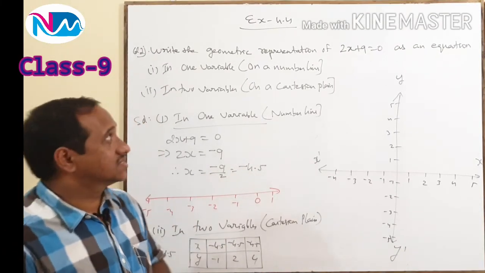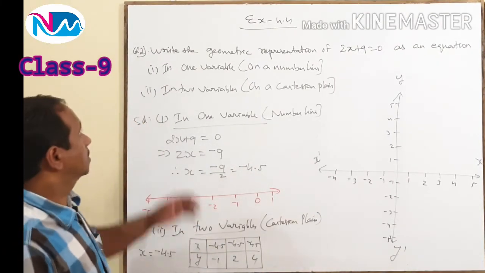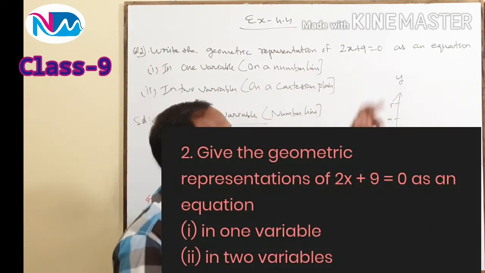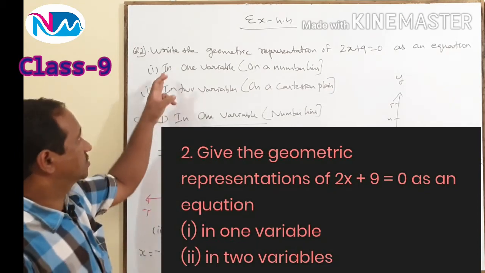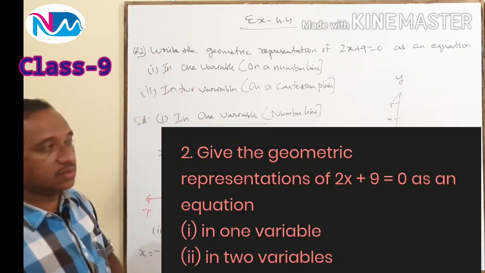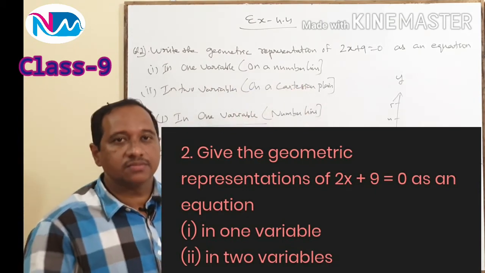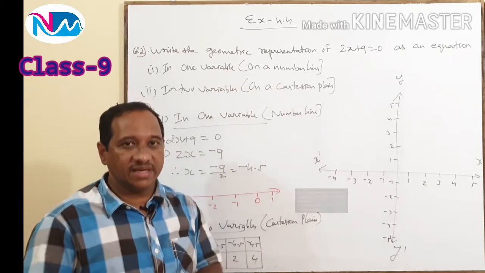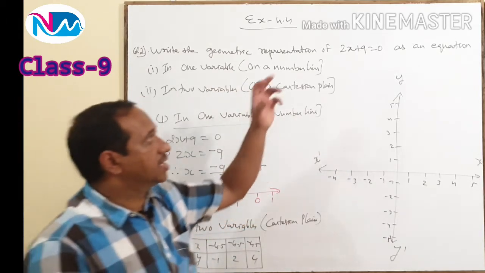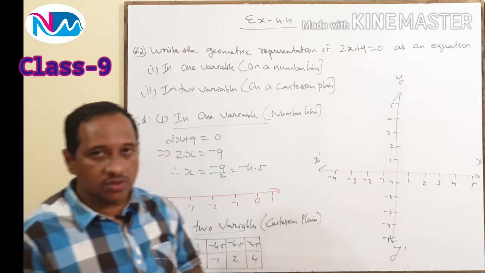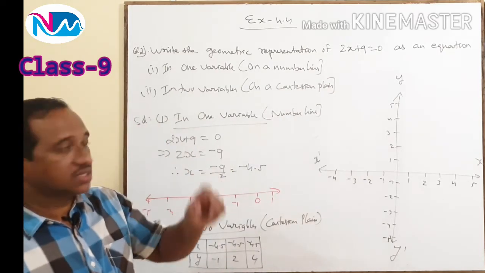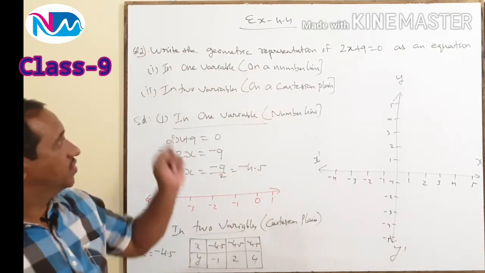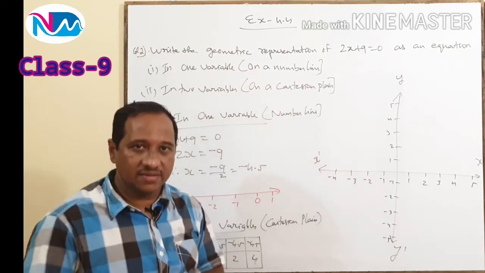Now let us do the exercise 4.4. The question number 2 is, write the geometric representation of 2x plus 9 is equal to 0 as an equation in one variable, that is on a number line. Second, in two variables, that is on a Cartesian plane. So we are given an equation 2x plus 9 is equal to 0, which we have to represent in one variable, means on a number line. In two variables means on a Cartesian plane.